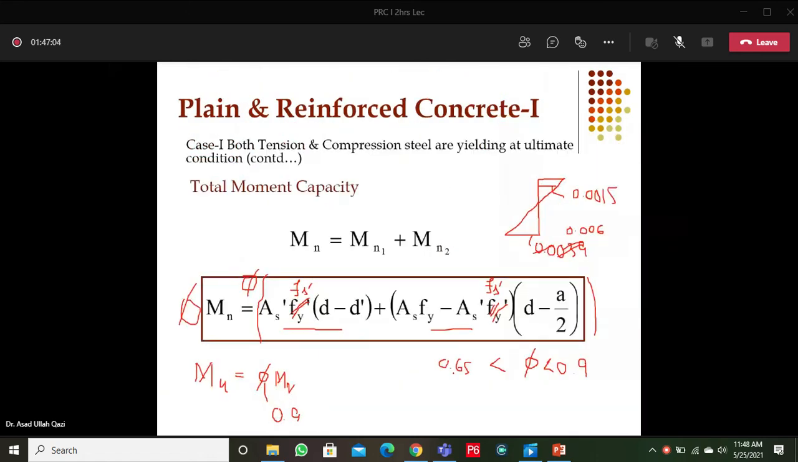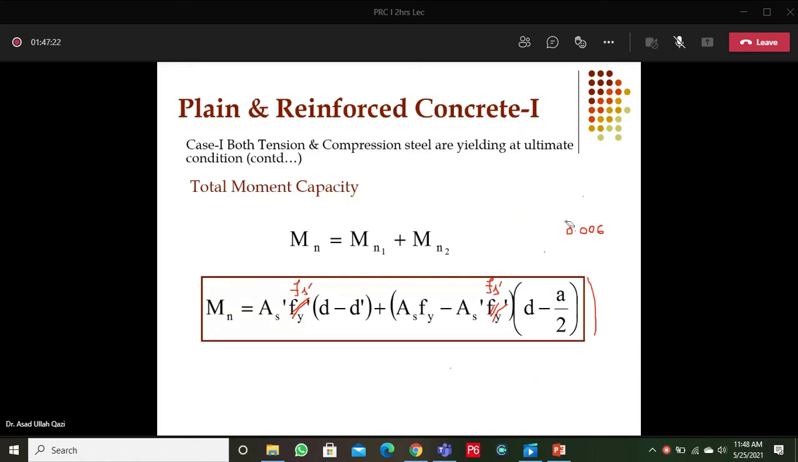So in this capacity equation now, what I will do, simply I will replace Fy prime with Fs prime and phi with, finally, this Mn, once I calculate, I will multiply Mn with phi, which you have calculated as 0.8, and you will report that this is the moment resistance of this doubly reinforced beam, which at ultimate will be at 0.0036 strain in tension steel. Compression steel will be at 0.0013 or 12.